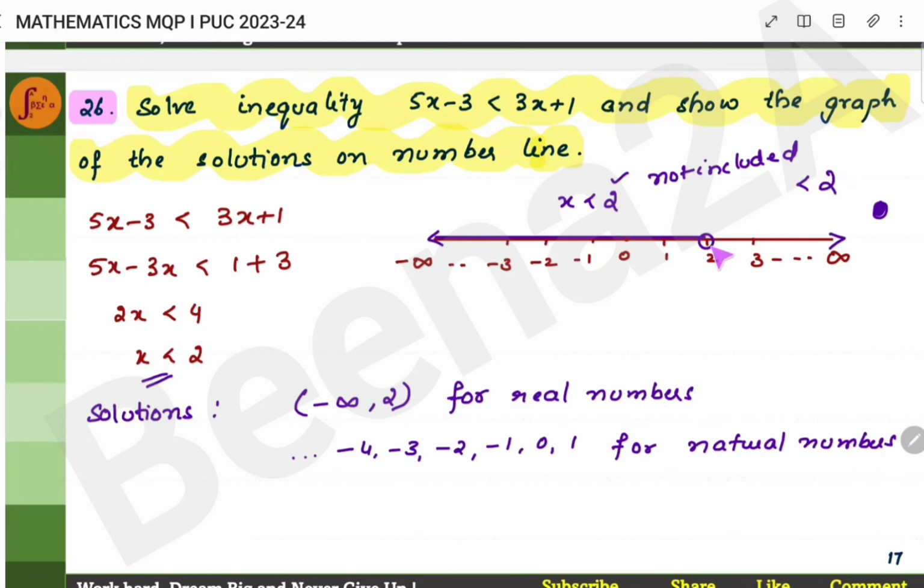So less than 2 means negative numbers, 2, 1, 0, and then negative numbers. So this is less than 2. Draw this line from 2 to minus infinity like this. Darken the line to identify that this is the solution. So the range is minus infinity to 2 for real numbers. And if you look at natural numbers, you have to write it like this: minus 4, minus 3, minus 2, minus 1, 0, 1. But this is enough. Representing this on the number line is enough.